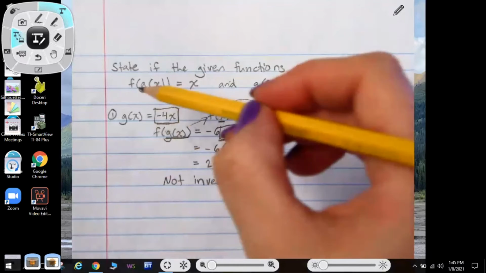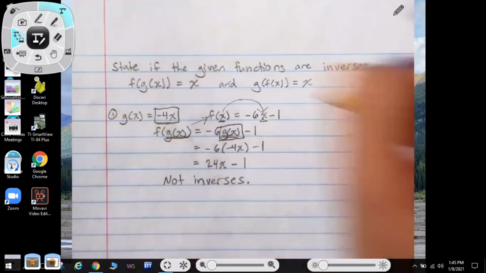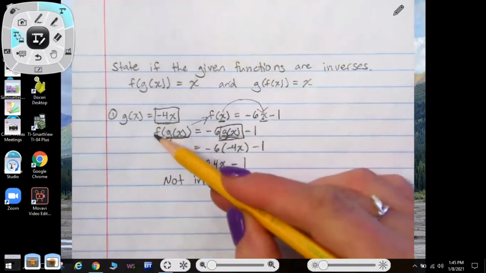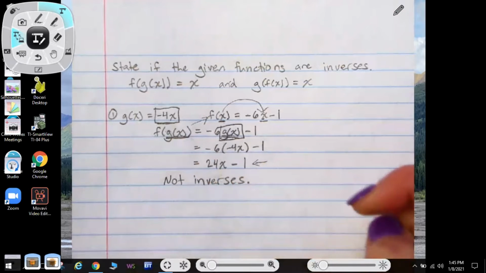Because we need f of g of x and g of f of x to both equal x. And just in doing f of g of x, we weren't able to get it. So we know already that they're not inverses.